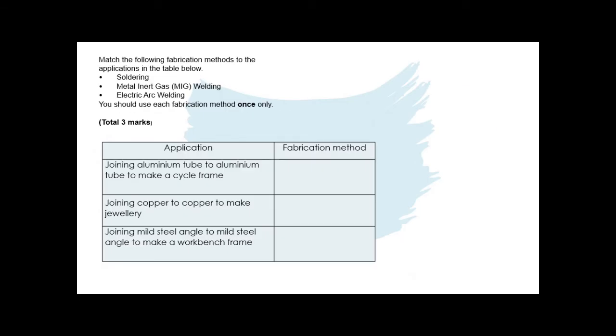So the next one: match the following fabrication methods to the applications in the table below: soldering, MIG welding, arc welding. In this case, it's quite simple. This is multiple choice. You can only use each method once. So again, pause the video, have a go at answering it. You can use your textbook and your notes, but I'm going to put the answers on in a second, so please just pause it so you get a chance to answer it yourself.